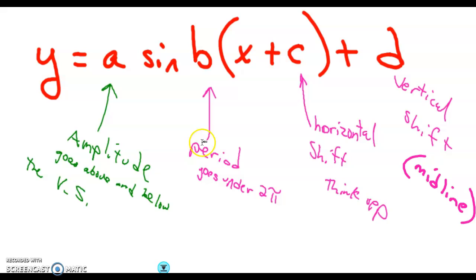And today we're going to look at the period. And whatever this number is that's in front of the x, that's going to go under 2 pi. So this is for a horizontal shift, and this is your midline.